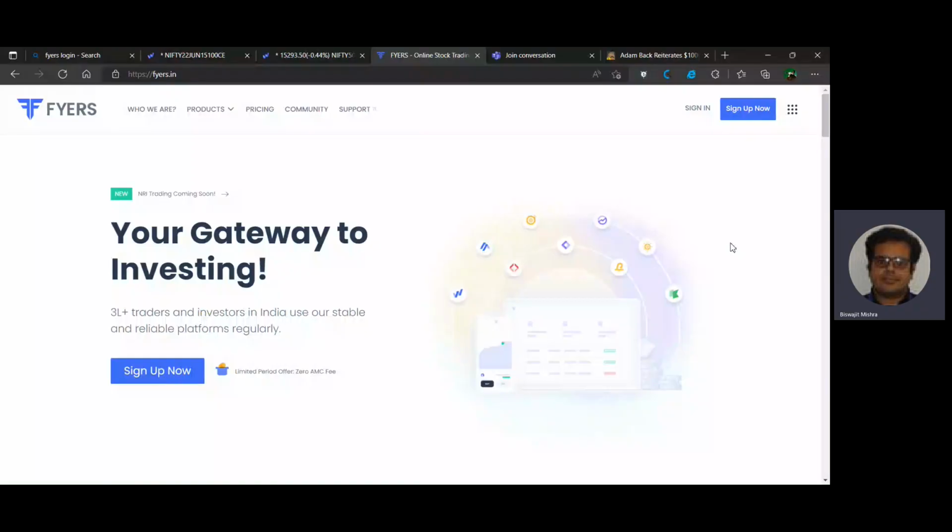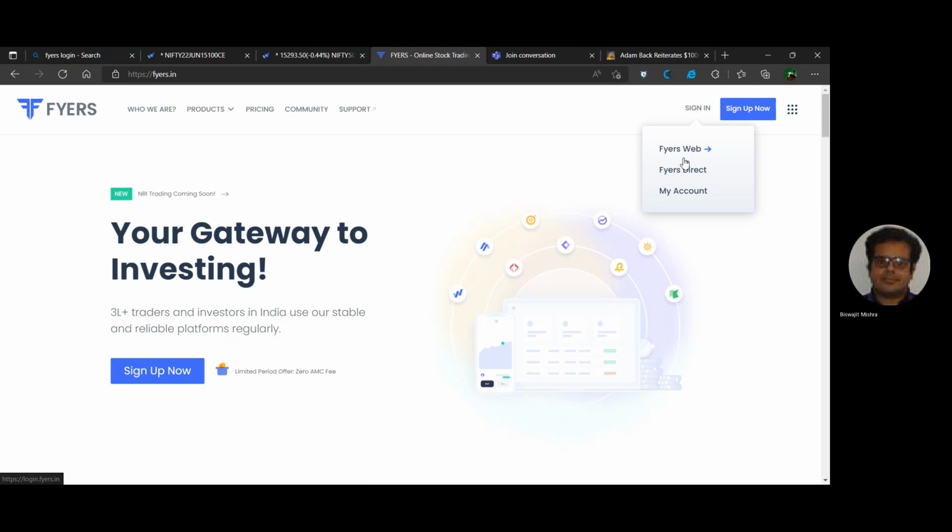Trading platform like Kite is called Fires, and in Fires the APIs are completely free, so you can test and try. So, like any trading terminal, we have to log in. So we are logging in using Fires Web, and I will share the user credentials in the chat.